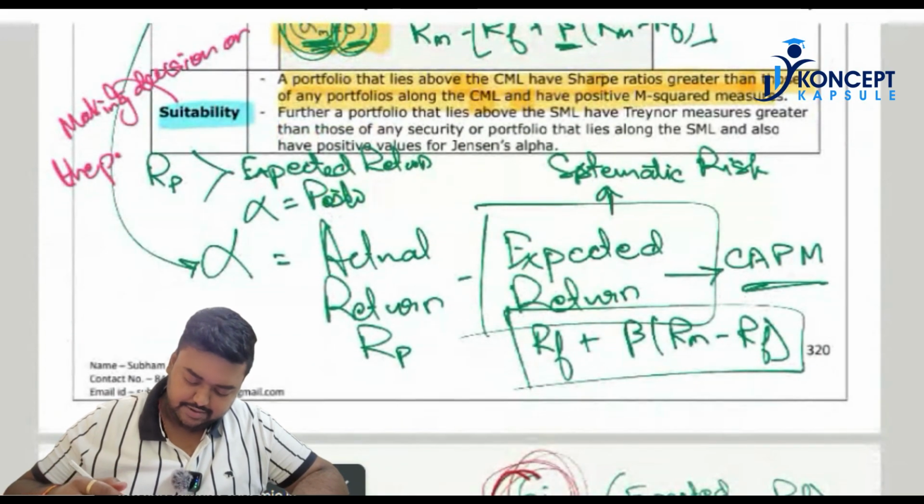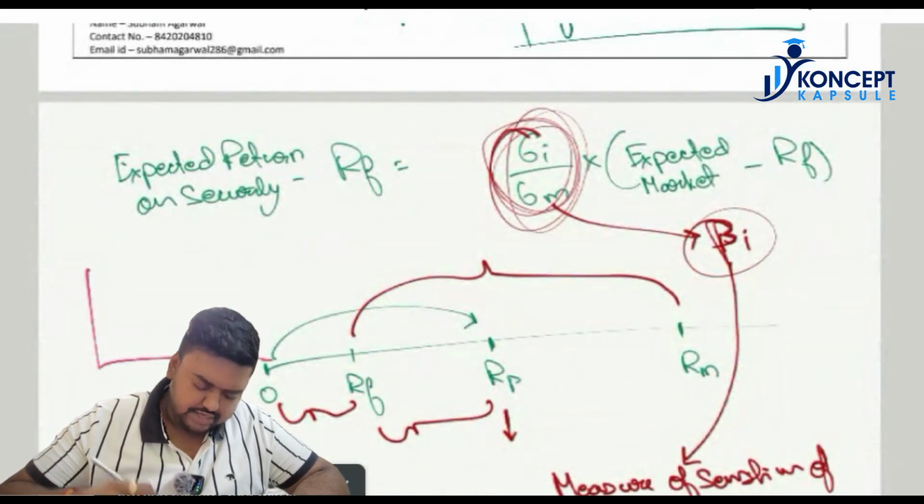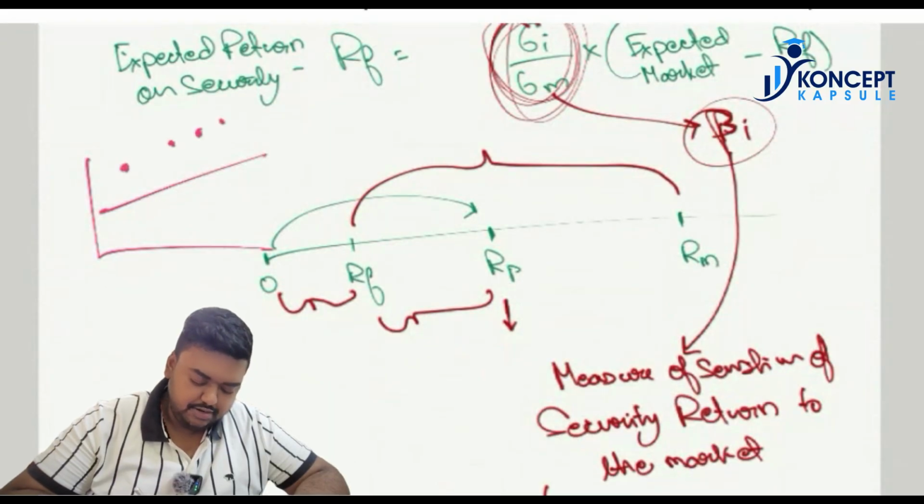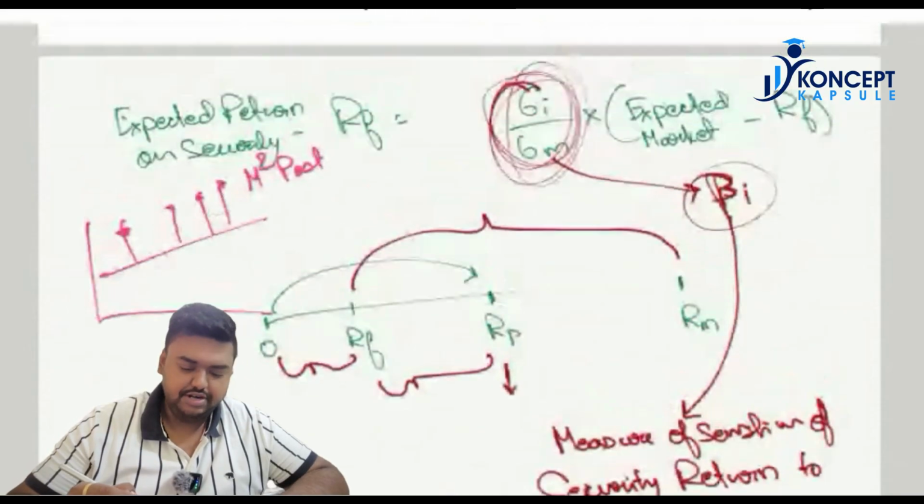So basically it is saying that if there is a CML like this, then any portfolio which is above the CML will have a positive M squared and will have a Sharpe ratio greater than this, definitely.